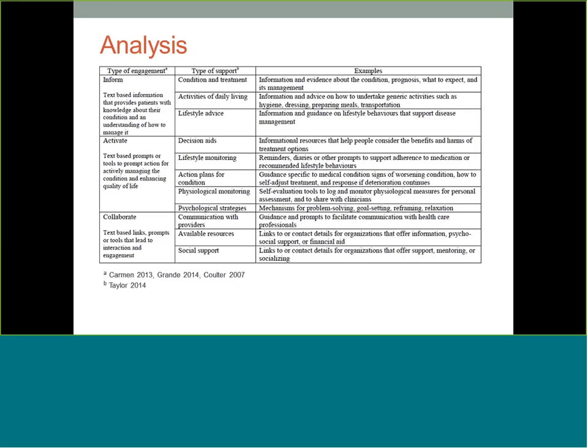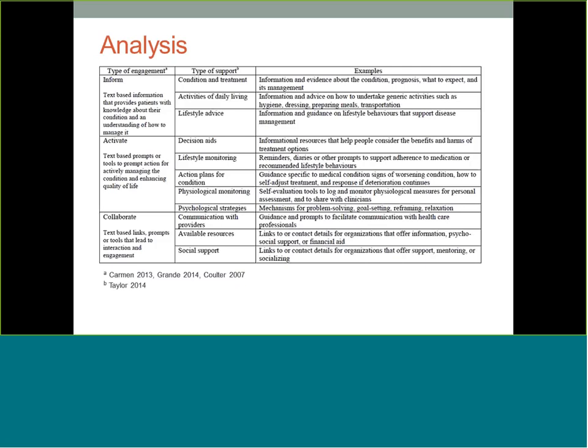For type of support, we referred to a meta review by Taylor et al., a very large review of systematic reviews that focused on not self-assessment, self-management. And this list of different ways to support self-management emerged from the study. So they didn't use this from the outset, but these are the findings of their study. So these are the different ways that self-management was enabled.